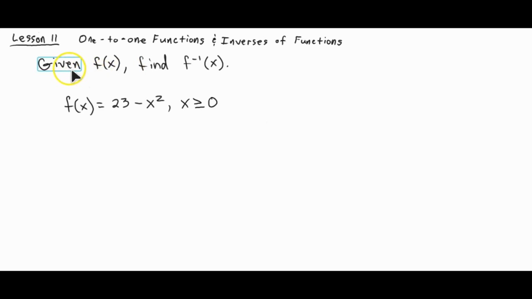Okay, so what we're going to do now is some examples where we're given a function f of x and we're going to find f inverse of x. So here's our first example. f of x is 23 minus x squared with the domain restriction that x is greater than or equal to 0 only. Now, you may recall this from a couple videos ago, and let's look at this graphically.